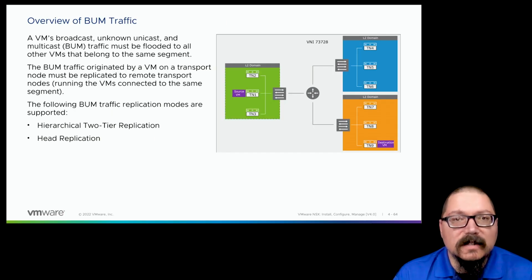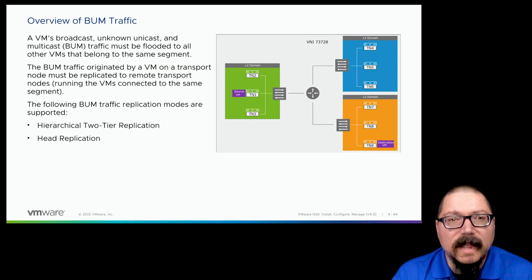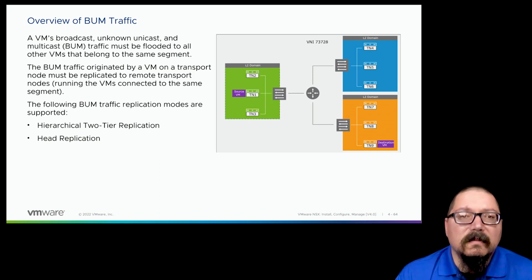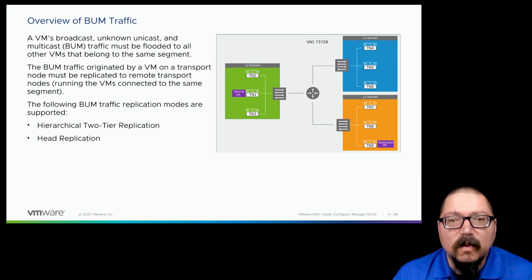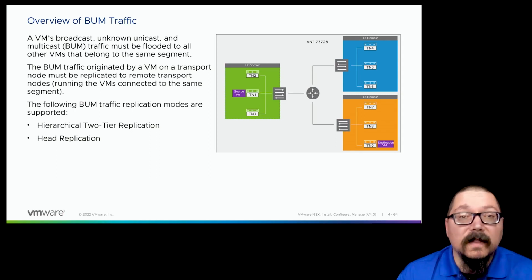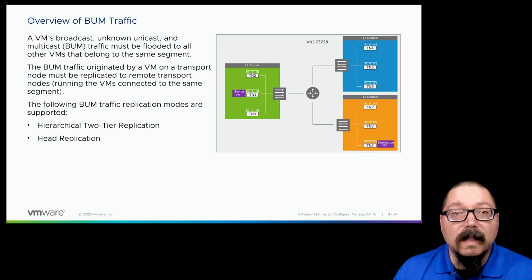All right. Now, that's for unicast traffic. What happens when I don't have unicast traffic? What happens when I have a broadcast that needs to be sent? Or how about an unknown unicast frame or a multicast frame? Three different types of traffic that we are by default simply going to flood across our logical switch.